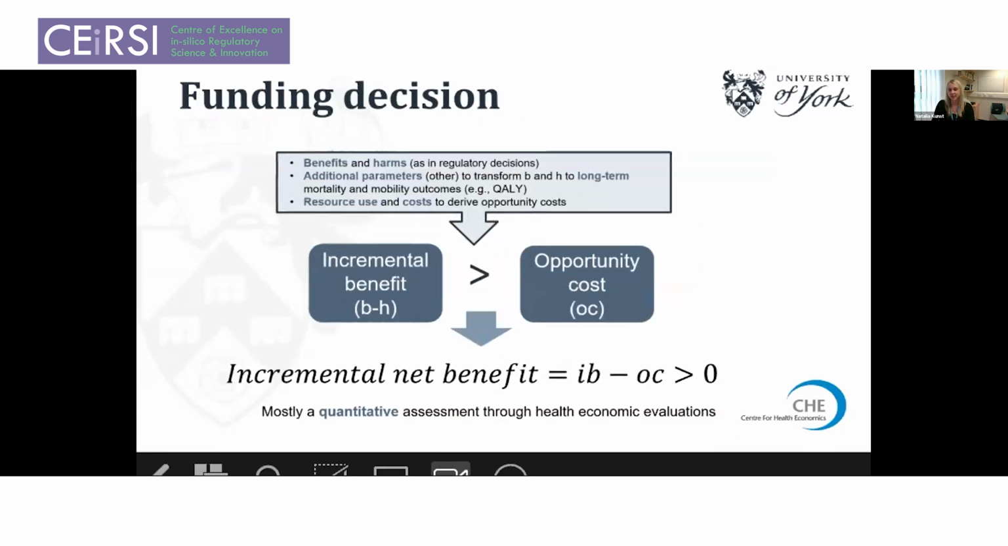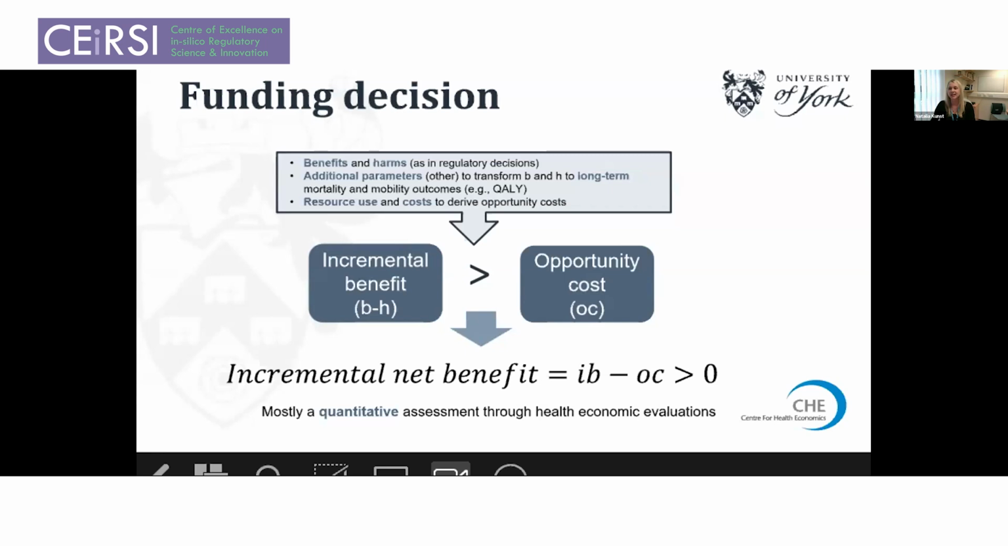When it comes to funding bodies, they also make their decisions based on incremental net benefit. But this estimate is positive if the incremental benefit exceeds the opportunity costs. And here, whether an effective intervention will improve health outcomes overall requires a comparison with the likely health opportunity costs. That is the improvement in health that would have been possible if any additional resources required had instead been made available for other healthcare activities.